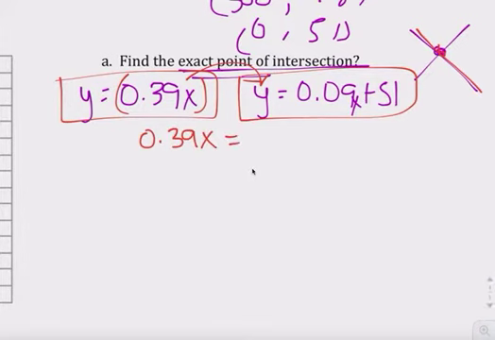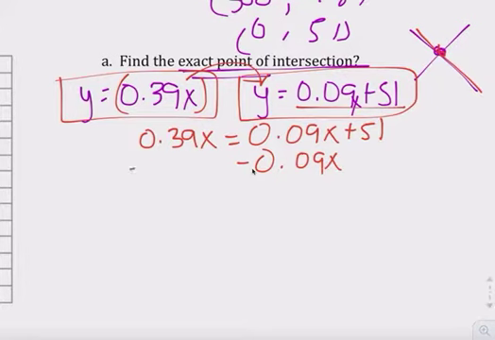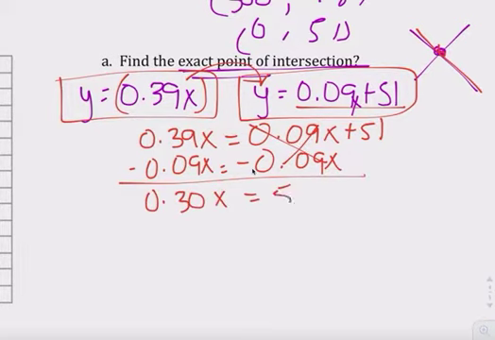0.39x equals 0.09x plus 51. Minus 0.09x on both sides gives you 0.30x equals 51. Divide by 0.3. Let's use a calculator. 51 divided by 0.3 is 170 bottles.